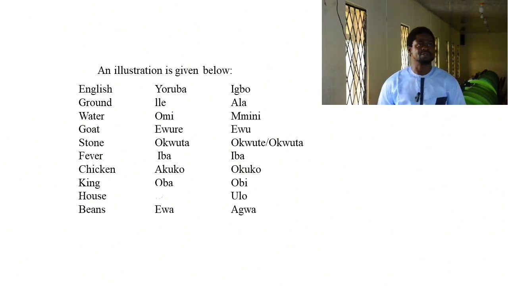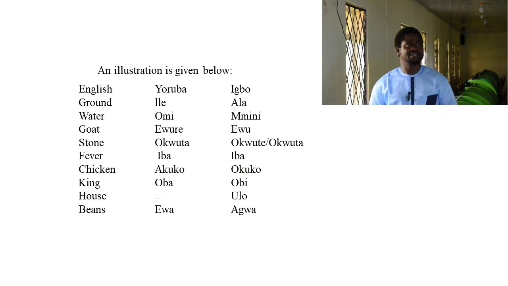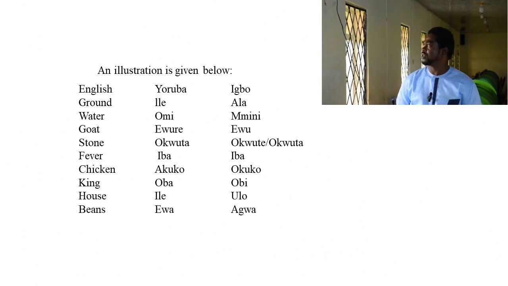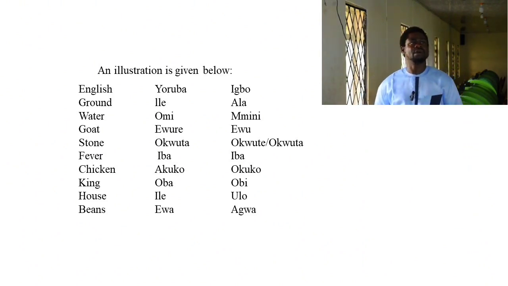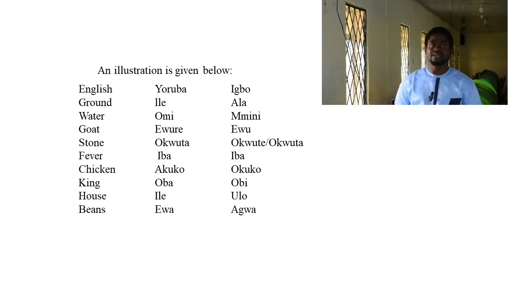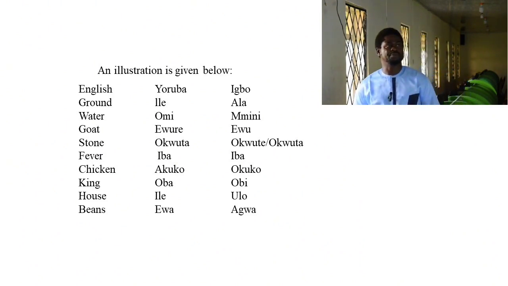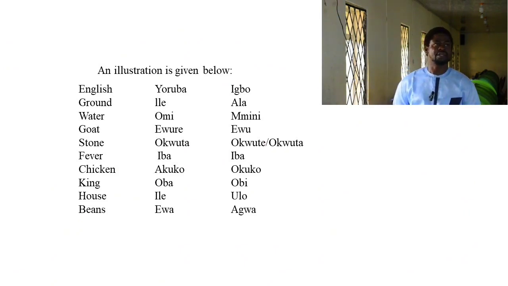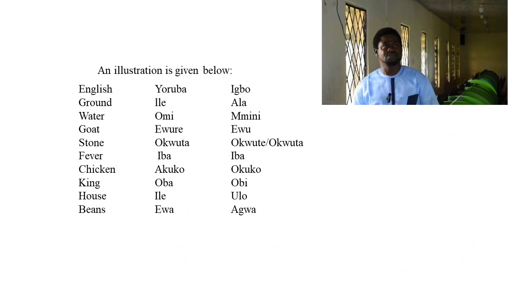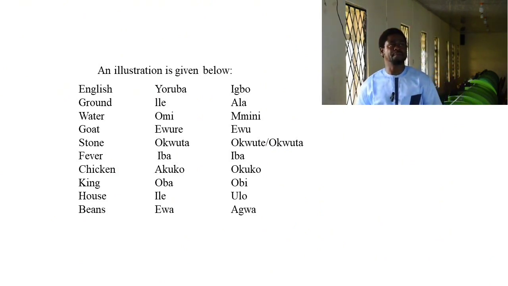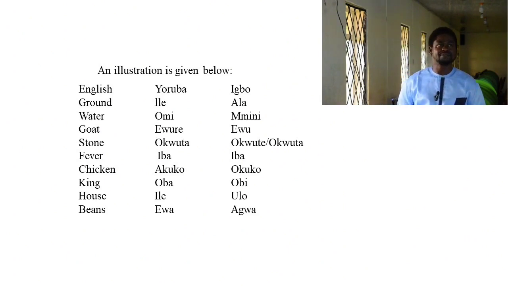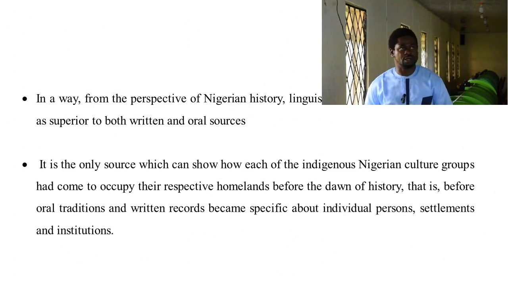Fever in Yoruba is called Iba. Fever in Igbo is called Iba. Chicken in Yoruba is called Akoko. Chicken in Igbo is called Okoko. King in Yoruba is called Oba. King in Igbo is called Obi. House in Yoruba is called Ile. House in Igbo is called Ulo. Beans in Yoruba is called Ewa. Beans in Igbo is called Awa.